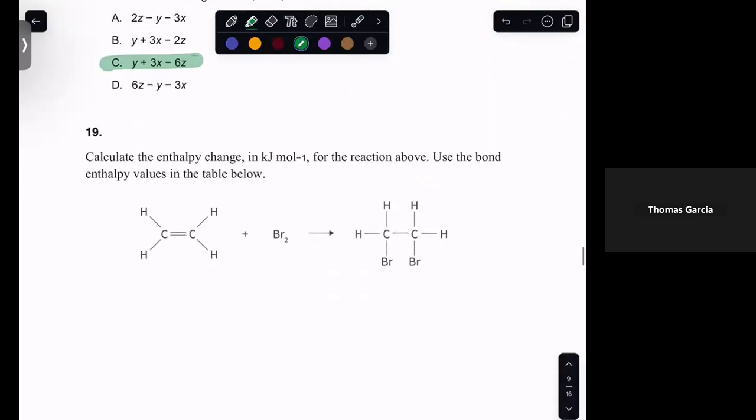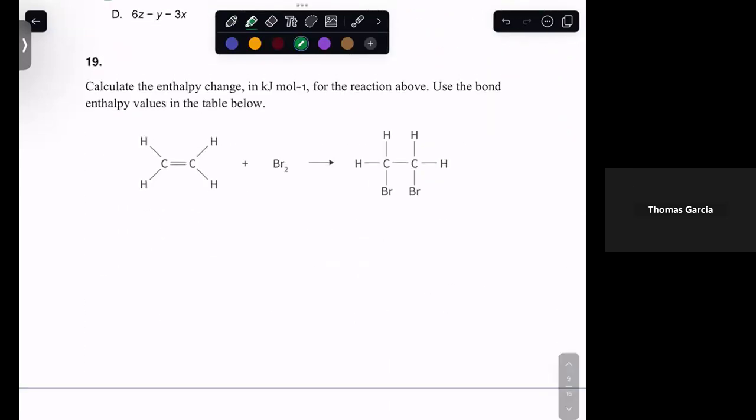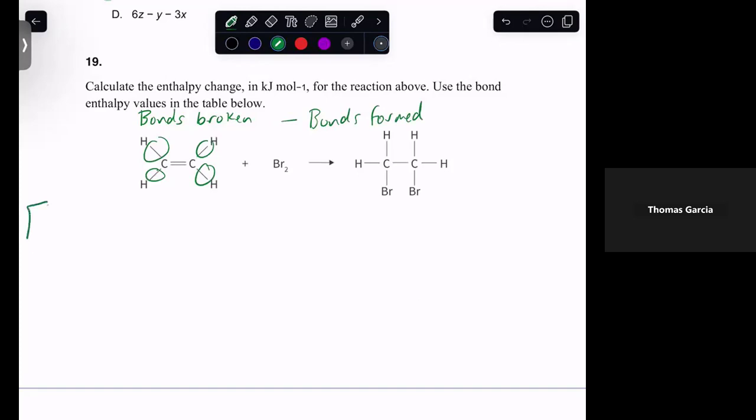All right. Moving on. Number 19, calculate the enthalpy change in kilojoules per mole for the reaction above. Use bond enthalpy values in the table below. No table, you need to use it from your book, your data booklet. So let's go ahead and count all these out. So again, first I'll start off with bonds broken minus bonds formed.